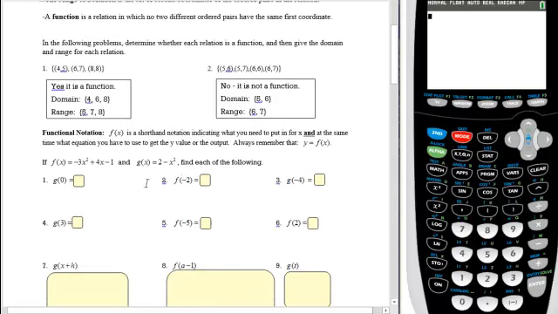Functional notation. F of x is a shorthand notation indicating what you need to put in for x and at the same time what equation you have to use to get the y value or the output. Always remember that y equals f of x. So this function called f, it's called a parabola. This function is another parabola, but notice this is f and this is g, 2 different functions. They want us to find each of the following.